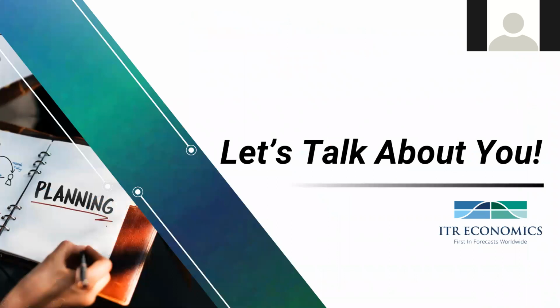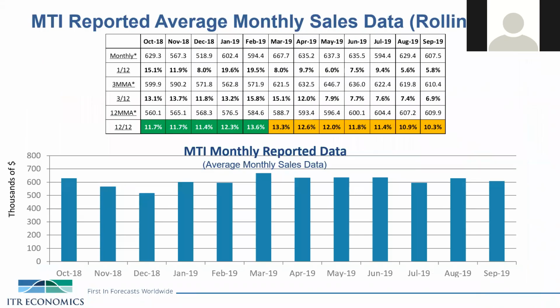All right, so let's talk about you. Let's look at your own data. What we're seeing here for the last 5 minutes or so is where your overall average monthly sales came in at. Now, I don't want to focus more on the number here. I'm going to focus on the growth rate and the direction. So we can see October 18 all the way to September 19.